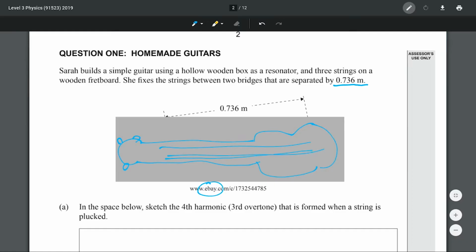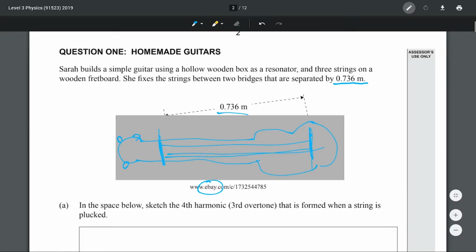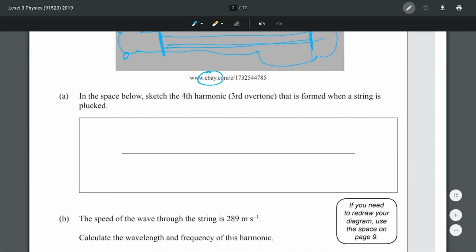our 0.736. There you go, I think that's a worthy replacement. In the space below, sketch the 4th harmonic that is formed when a string is plucked. And so the 4th harmonic features 4 antinodal spots and looks a little something like this.